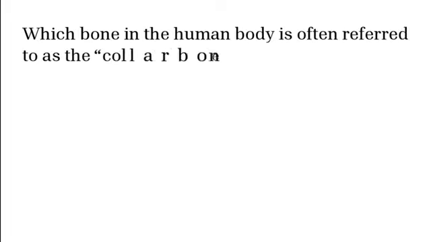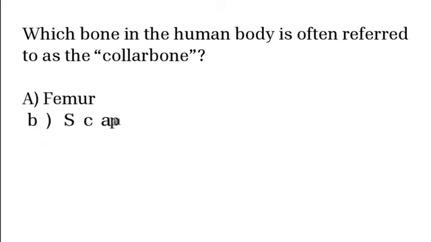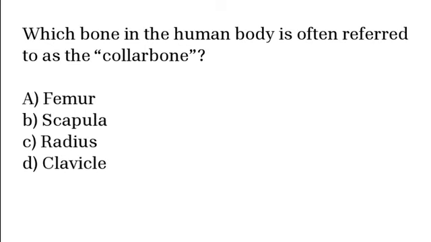Which bone in the human body is often referred to as the collarbone? Femur, scapula, radius, clavicle. So the correct answer is option D. Clavicle bone in the human body is often referred to as the collarbone.